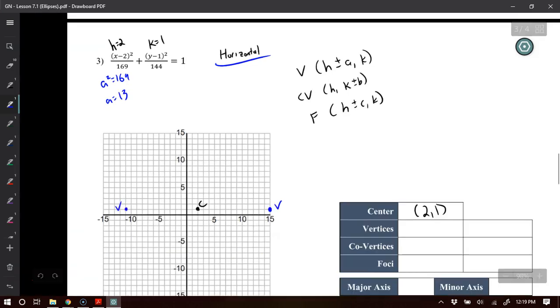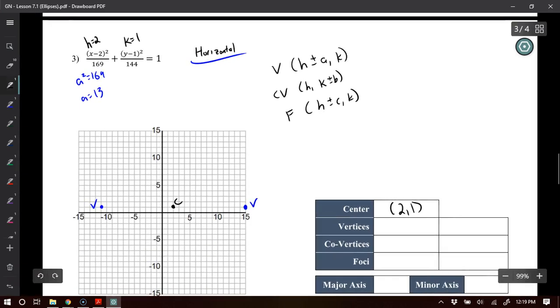Well, let's see if that works. My formula is h, so 2, plus or minus a comma k. So that'd be 2 plus or minus 13. So 2 minus 13 is -11. So I should have -11, 1, which is this point. And 2 plus 13 is 15. I should have 15, 1, which is this point. So it looks like both counting and formula work.